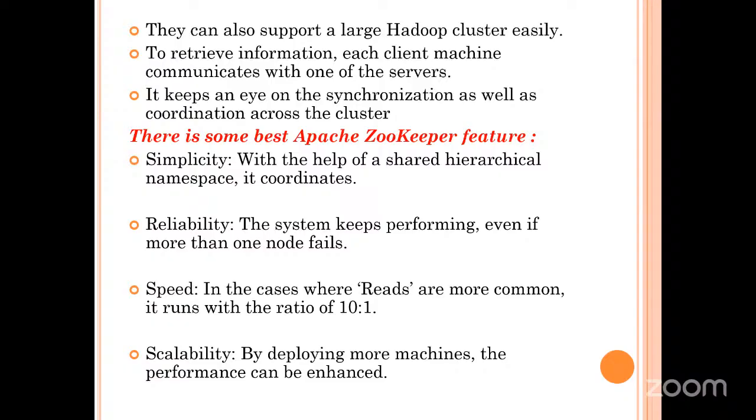In the morning, I told you. All this is one single architecture. Now, why does reliability come here? Just read that statement and tell me what do you mean by that. And how can you say that it is reliable? Read that statement. The system keeps performing even if more than one node fails.